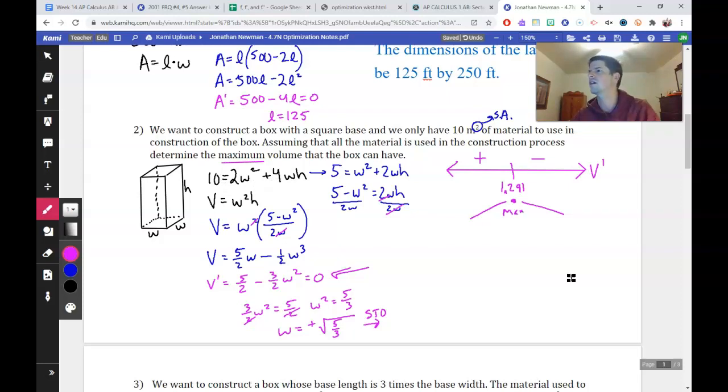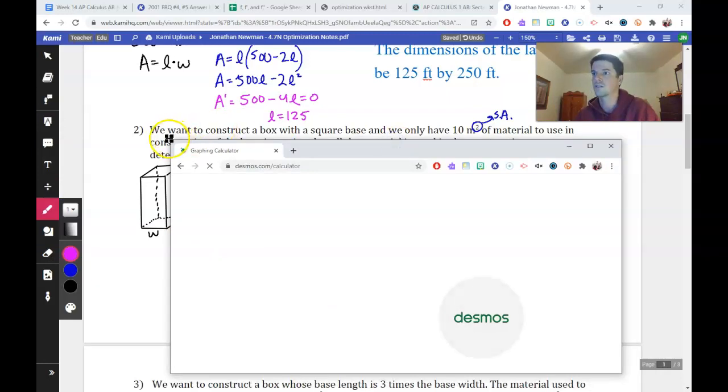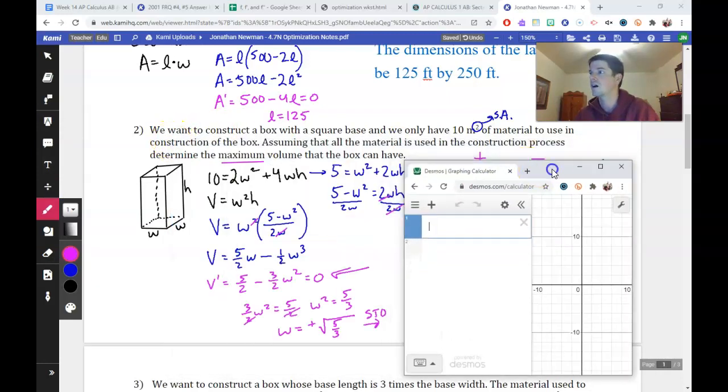What was it asking for? Determine the maximum volume the box can have. So we just have to calculate the volume. Well, here's an equation for volume. So if I just plug this in, I'll plug it into my calculator here. Let me show you guys real quick how to do this in Desmos. Okay, how to store things, I'll say, how to store them into Desmos.